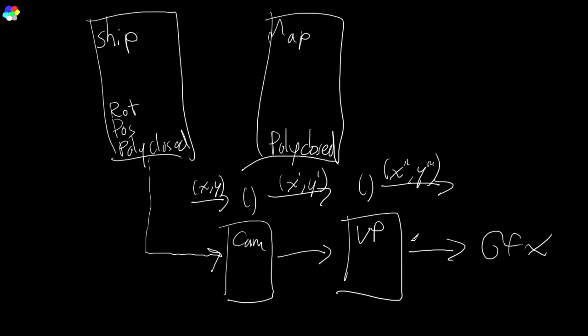But we don't want to do that with this system. Oh no, that would be wasteful, because think about it. If we had to pass all the vertices and transform them all here, and then transform them all here, and we'd also have to transform them here too, by the way, because of the ship's position and stuff.